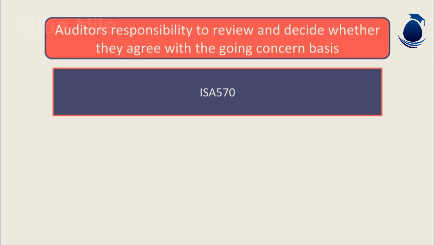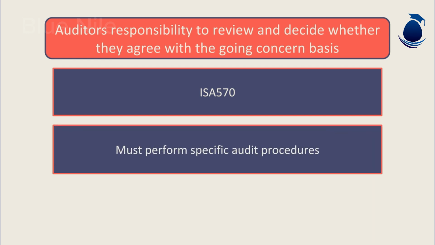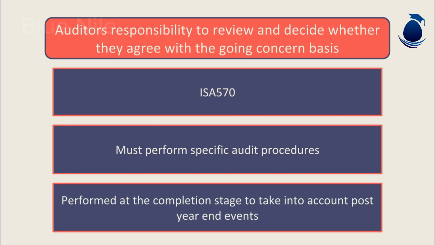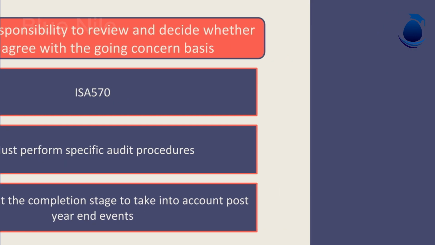ISA 570 states that the auditor must identify if the financial statements are being prepared using the appropriate basis. The only way they can do this is to perform specific audit procedures that will obtain evidence on the client's ability to continue. This is left to the end of the audit to ensure that events since the year-end can also be reviewed, as these may have an impact on their foreseeable future.